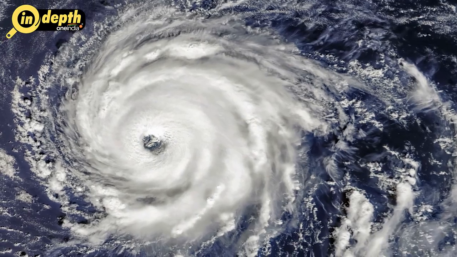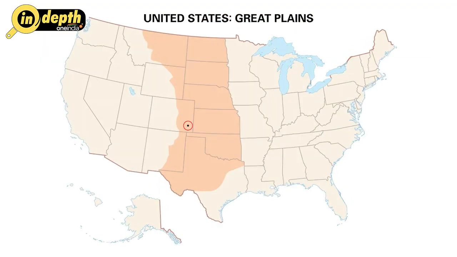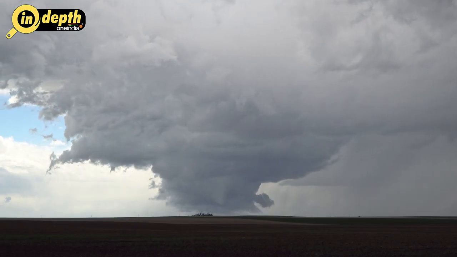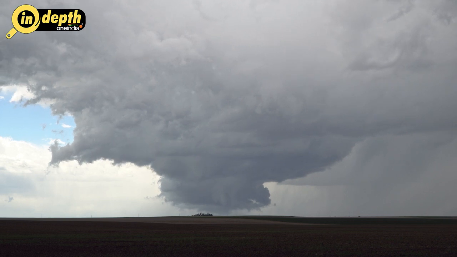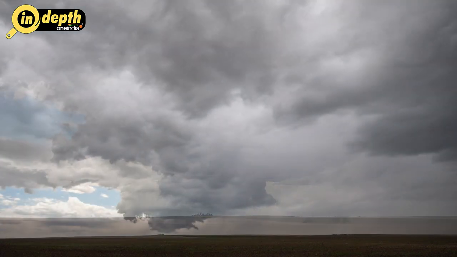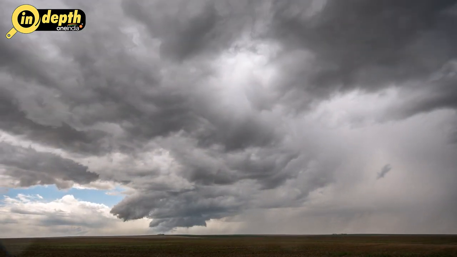The conditions that give rise to tornadoes are complex and still not fully understood by scientists. They typically form in areas where there is a lot of atmospheric instability, such as the central plains of the United States, where warm, moist air from the Gulf of Mexico collides with dry air from the Rockies. When these two air masses meet, they can create a powerful updraft which causes the rotating column of air that we see as a tornado.